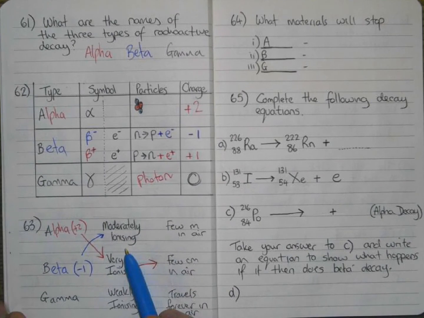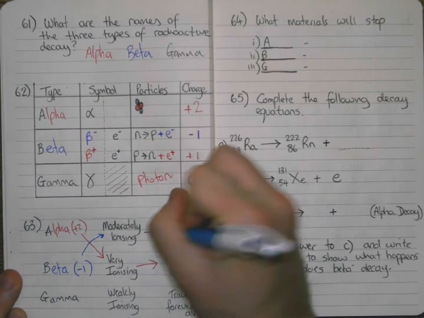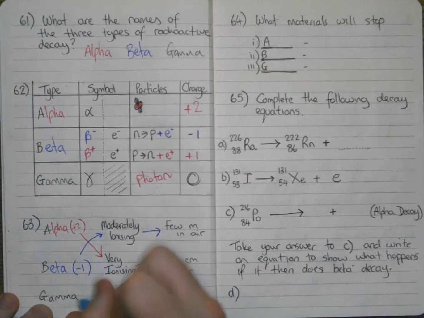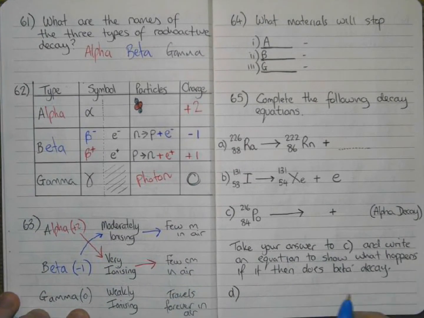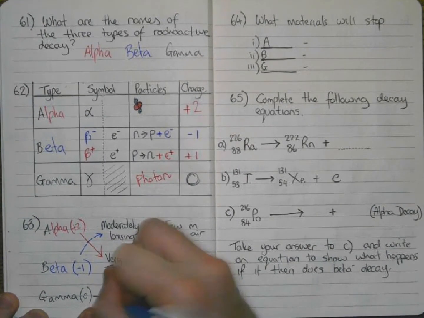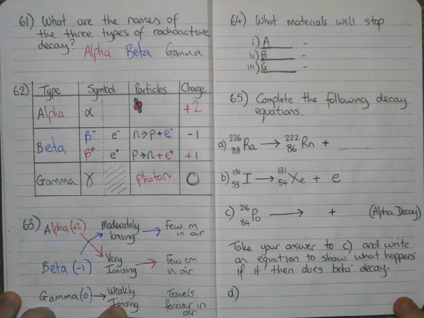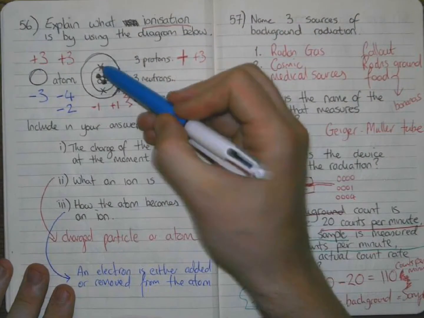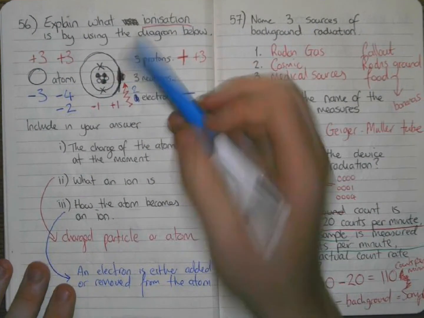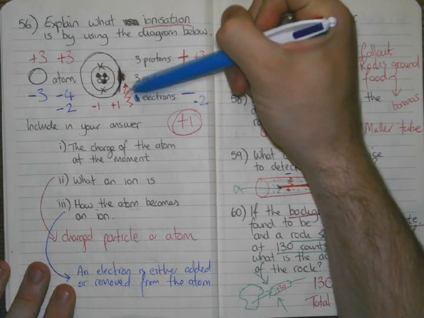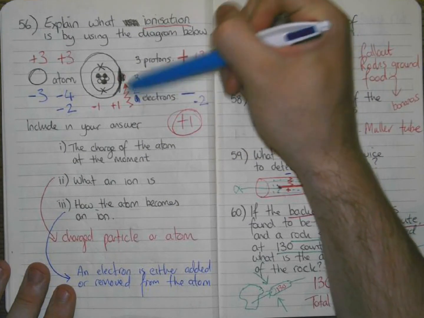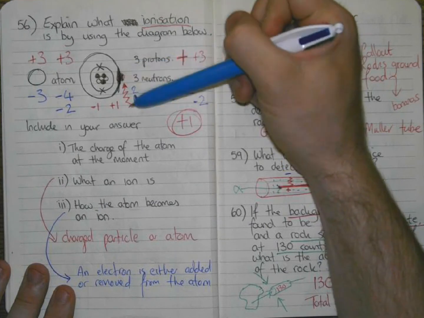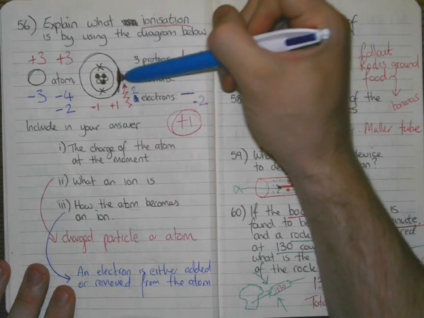It's moderately ionizing, and because of that it can travel a few meters in air. Finally, gamma has a charge of 0. This means that it is very weakly ionizing, so it's not likely going to take electrons off an atom. The only way it can do it is like we talked about before, if a photon of gamma actually directly hits the electron, gives it all its energy, and then the electron leaves.